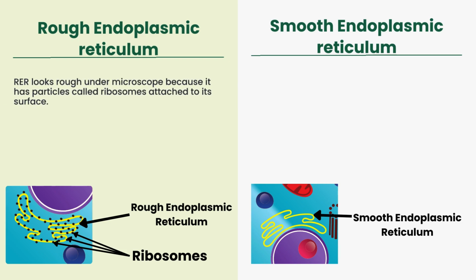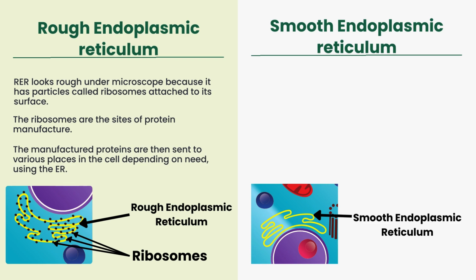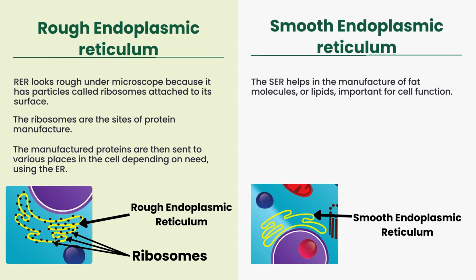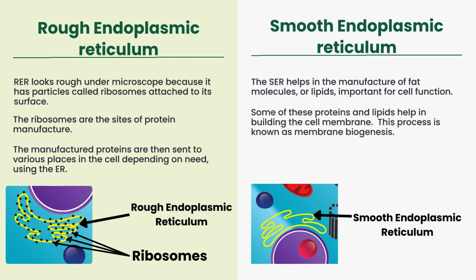RER looks rough under microscope because it has particles called ribosomes attached to its surface. The ribosomes are the sites of protein manufacture. The manufactured proteins are then sent to various places in the cell depending on the need, using the ER. The SER helps in the manufacture of fat molecules, or lipids, important for cell function. Some of these proteins and lipids help in building the cell membrane. Some other proteins and lipids function as enzymes and hormones.